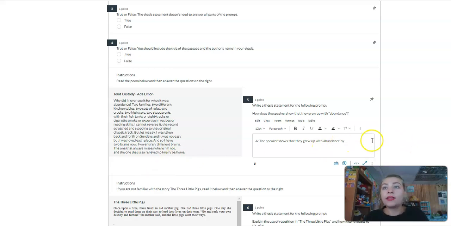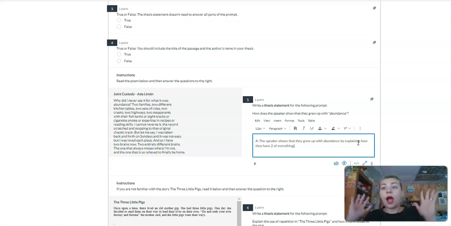So one of the ways they talk about having a lot is they talk about how they had 2 of everything. So I might answer this to say the speaker shows they grew up with abundance by explaining how they have 2 of everything. Awesome. I'm done.